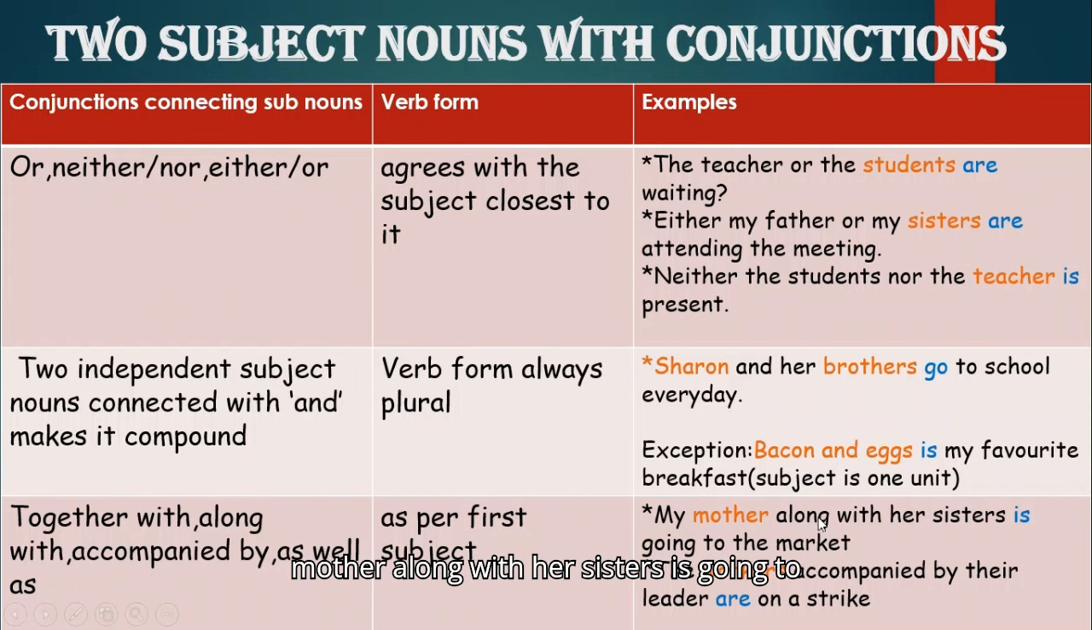My mother along with her sisters is going to the market. Now you see the conjunction here, along with. It is still my mother who is going to the market. It is just that my sisters are going along with her. Hence the singular verb form is taken here. So, my mother along with her sisters is going to the market.